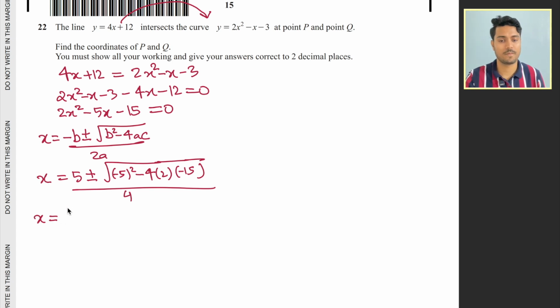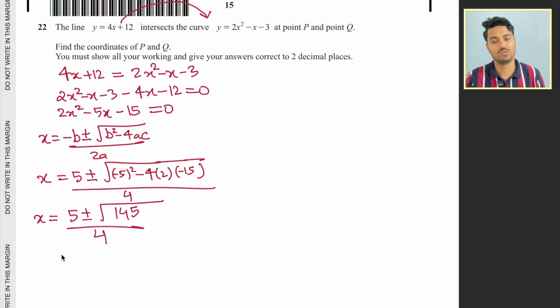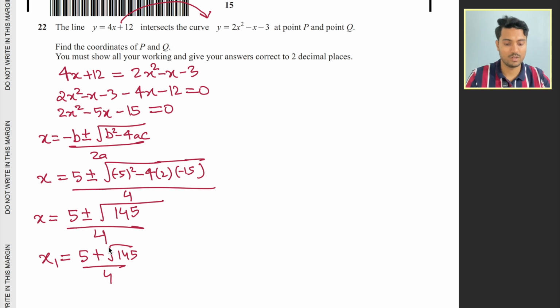So let's check. 5 plus minus under root of this is going to be 25 plus 120, which is 145. So root of 145 divided by 4. So x1 is going to be 5 plus root 145 by 4, and I'll find it in decimals. So we have 5 plus root 145 divided by 4, and the answer is 4.26.